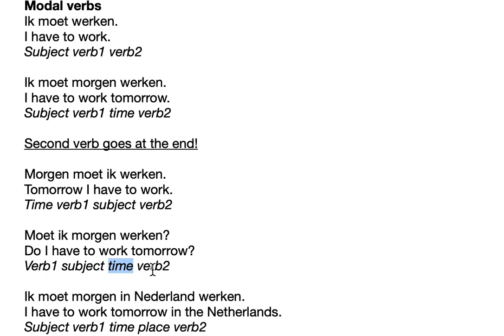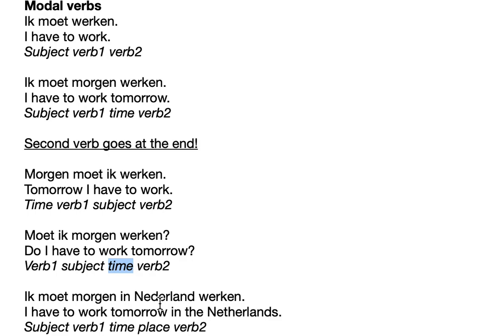And what happens when you're using both time and place in this sentence? Well, for example, I have to work tomorrow in the Netherlands. In English, you see, well, tomorrow in the Netherlands, well, you put it at the end of the sentence. But no, in Dutch, you put it in between. So, ik moet morgen in Nederland werken. Subject, ik, verb 1, moet. Time, morgen, place, in Nederland, verb 2, werken. So, very, very important.